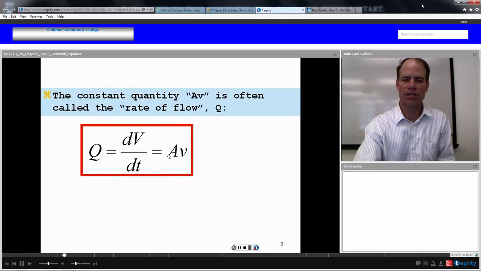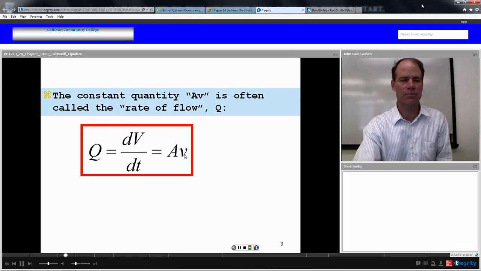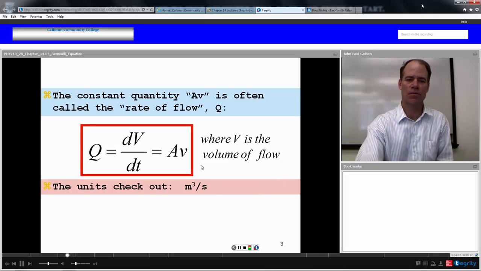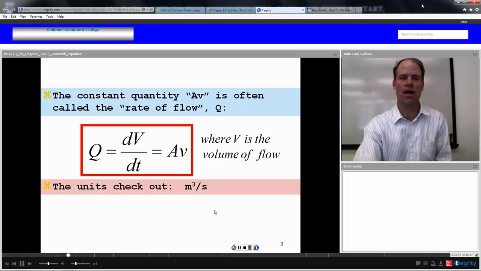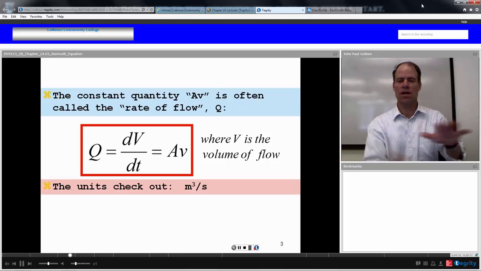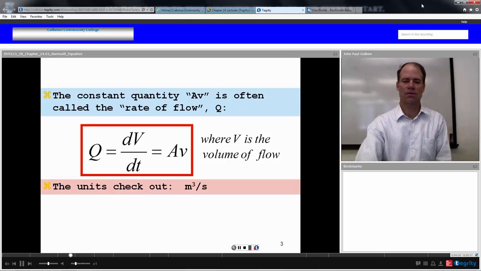If we look at the units, area is meters squared, velocity would be meters per second, so we'll end up with units of meters cubed per second for area times velocity, and that truly would be volume per time. Meters cubed is volume, per time, seconds, so Q is the volume per time that passes through the pipe.